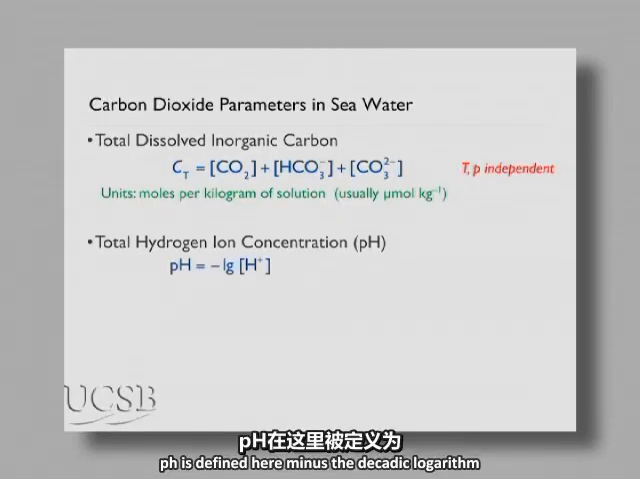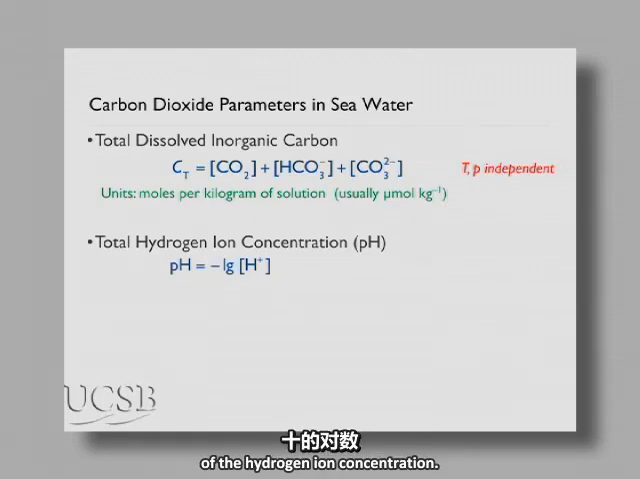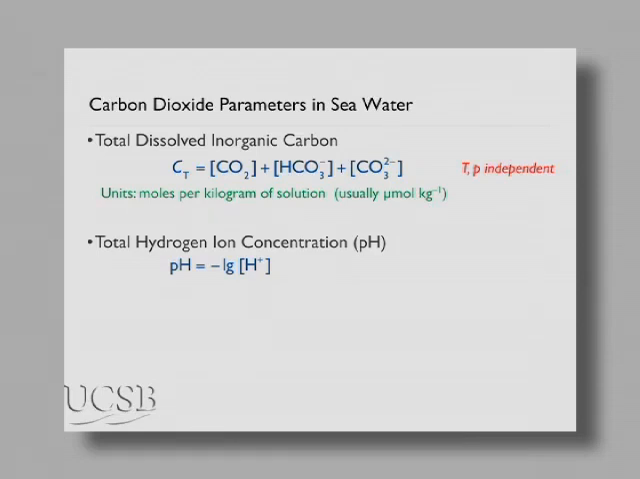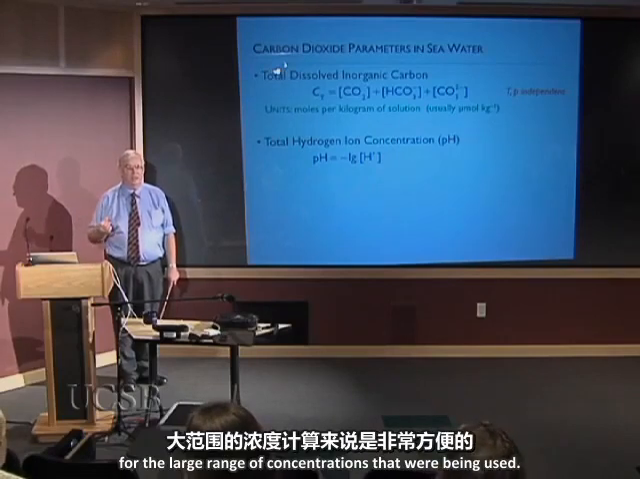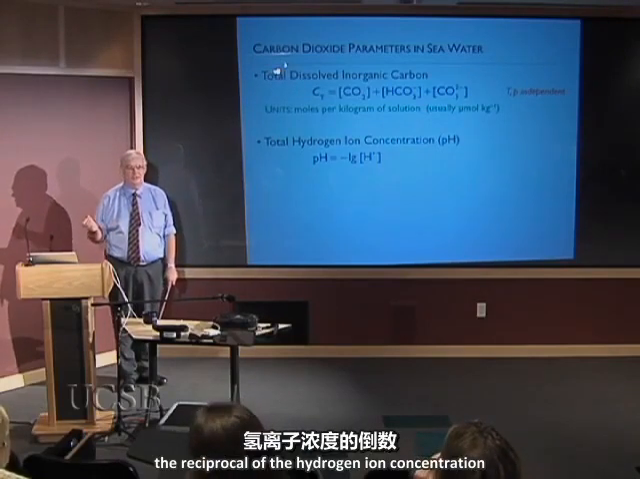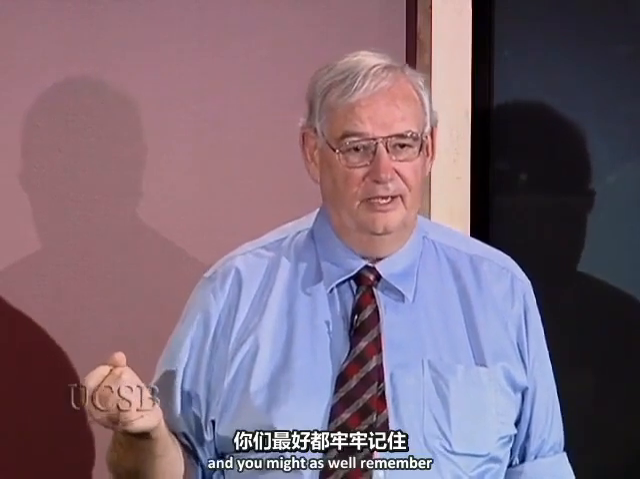pH is defined here as minus the decadic logarithm of the hydrogen ion concentration, or the decadic logarithm of the reciprocal of the hydrogen ion concentration. Why? Who really knows? It was written first that way over 100 years ago, where the logarithmic scale was convenient for the large range of concentrations that were being used. The decision to choose the reciprocal of the hydrogen ion concentration rather than the hydrogen ion concentration itself is lost in the mists of time. Nevertheless, this is how it's done, and you might as well remember.